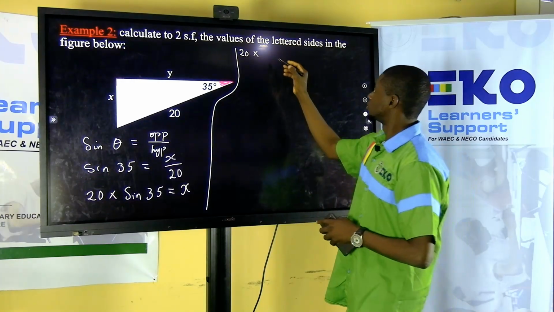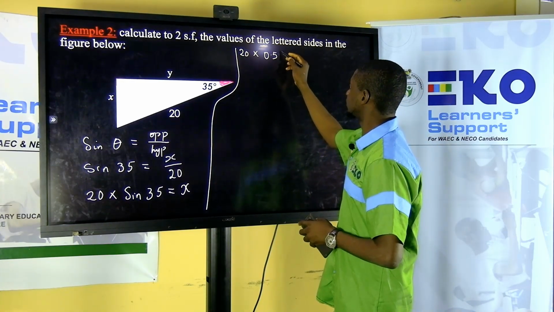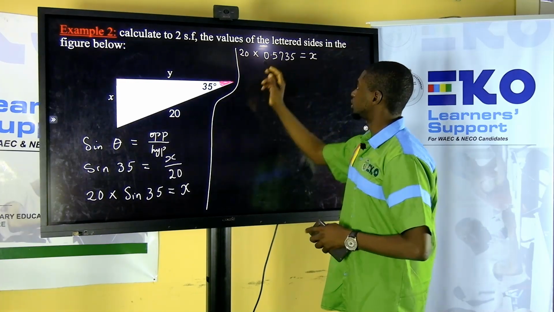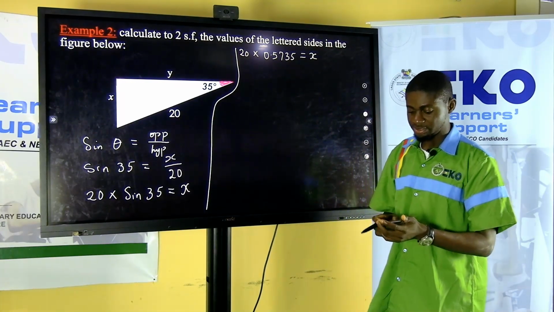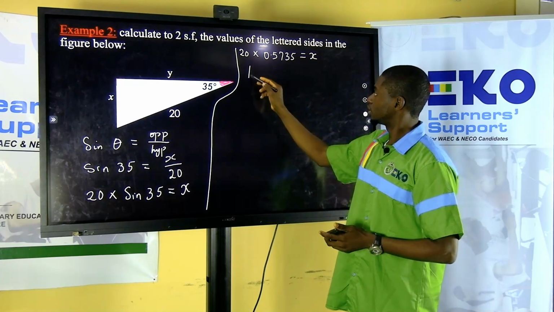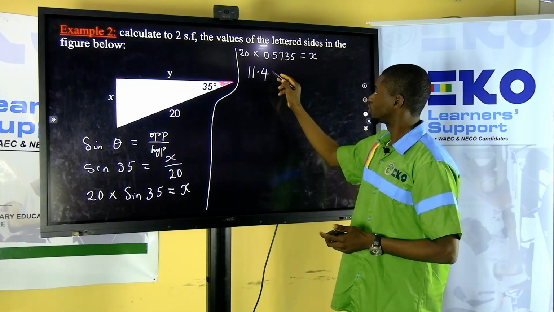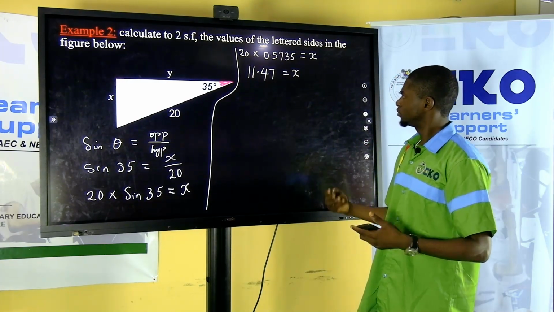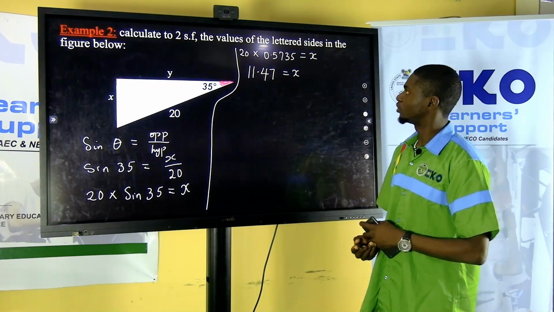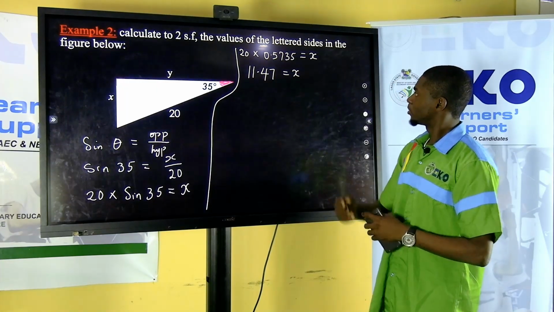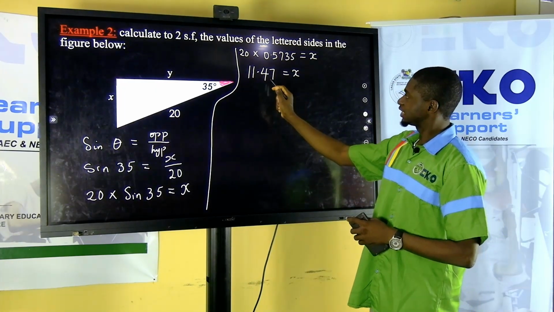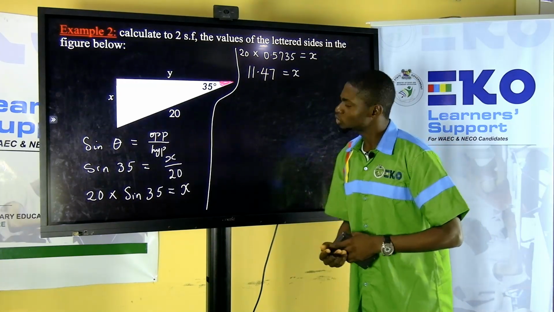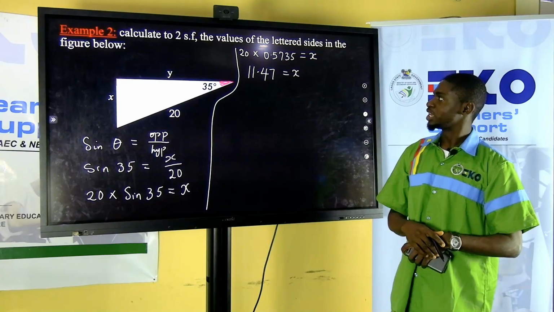If you check the 4-figure table or use your calculator, you get the approximated value of 0.5735. So 0.5735 equals x. Then we multiply this by 20 to give us 11.47 equals x. Remember, this is two decimal places and not two significant figures. If it were to be two significant figures, how do we express it?